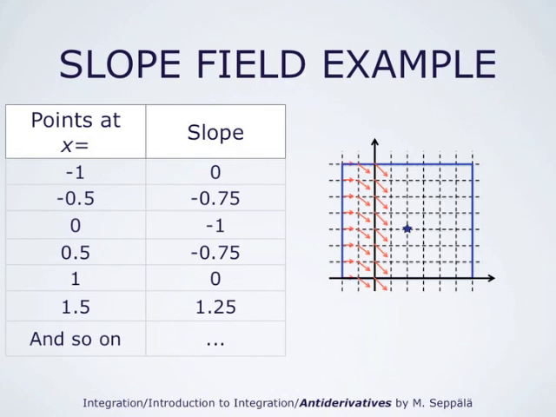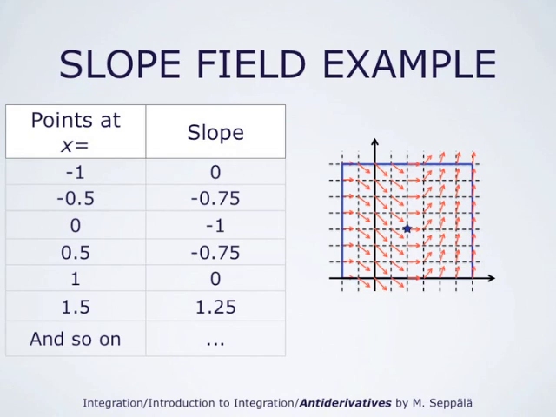If x equals 0.5, the slopes are again -0.75. And if x equals 1, the slopes are 0. Therefore, here we have horizontal arrows again. And if x equals 1.5, then the slopes, that is the numbers x squared minus 1, that results to 1.25, and the slopes now point up. And as x increases, the slopes start pointing up more and more steeply. So this is the slope field of this function y equals x squared minus 1.